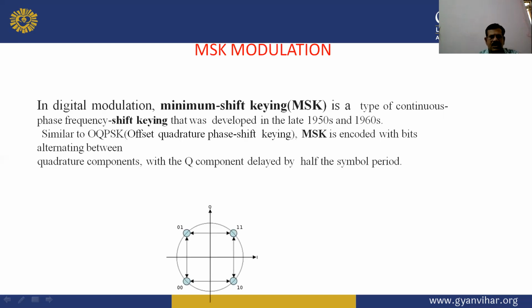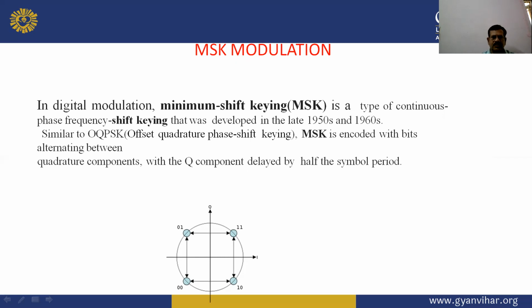Now we discuss MSK, minimum shift keying modulation, in digital modulation techniques. MSK is a type of continuous phase frequency shift keying that was developed in the late 1950s and 1960s, similar to OQPSK, offset quadrature phase shift keying. MSK is encoded with bits alternating between the quadrature components, with the Q component delayed by half a symbol period.